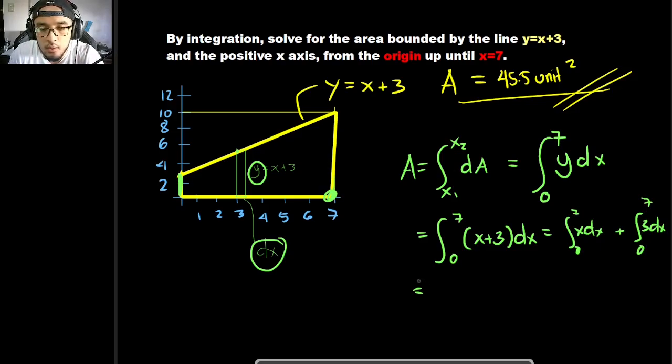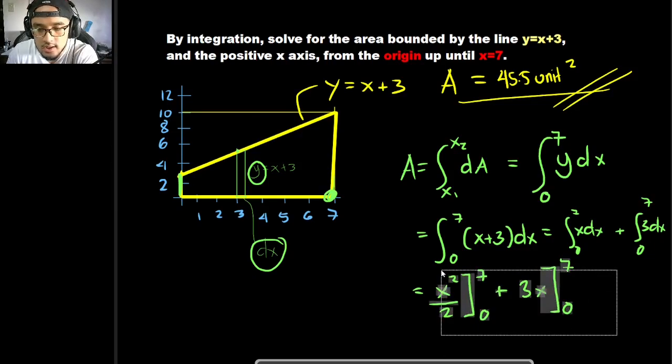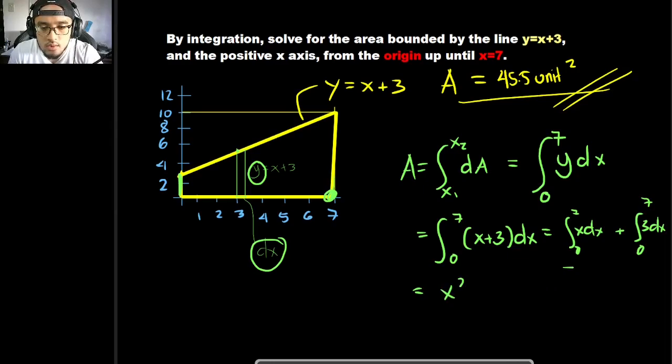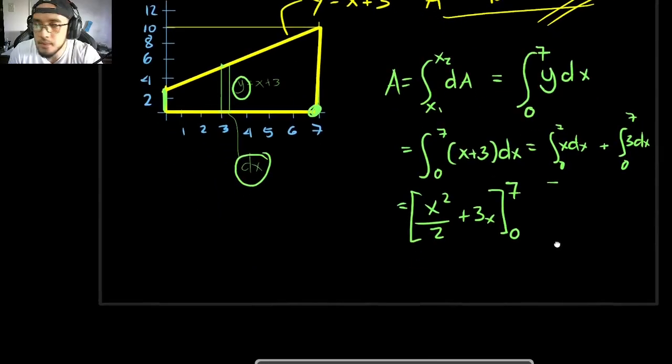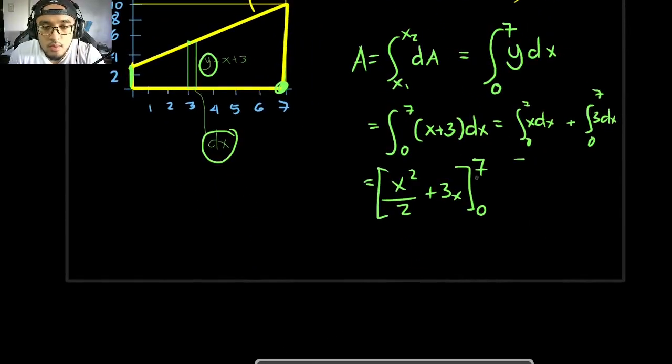Using our power formula, that is equal to x squared divided by 2, with the limits of 0 to 7, plus 3x with limits of 0 to 7. Or we can just rewrite it like this: x squared over 2 plus 3x, and all of them have limits of 0 to 7. Let's just use this one instead. From that, what we would be doing next is substituting these values to this function right here.